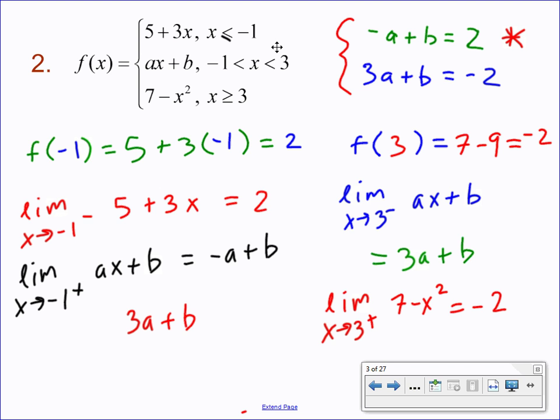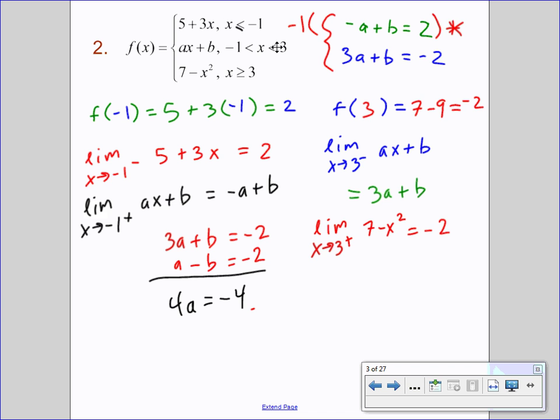That's a fun one. Rewrite the bottom, subtract the second one. A minus B equals negative 2. So I took the opposite of that top one, and I got A minus B equals negative 2. And now we can add the two together. And I'm getting 4A equals negative 4, which means that A equals negative 1, which means that B equals negative a negative 1. Negative a negative 1 is 1, plus B equals 2, so B equals positive 1, is that right? So I'm getting A equals negative 1 and B equals 1. Raise your hand if you got the same thing. You get the same thing?